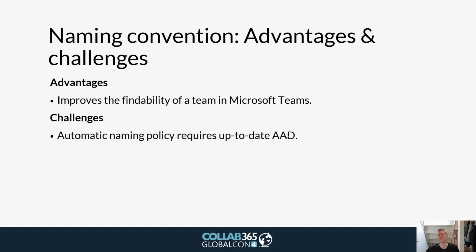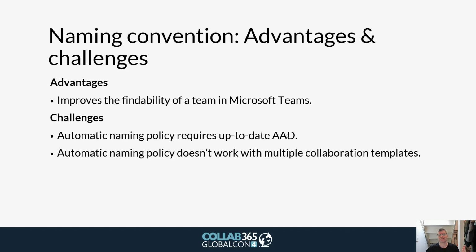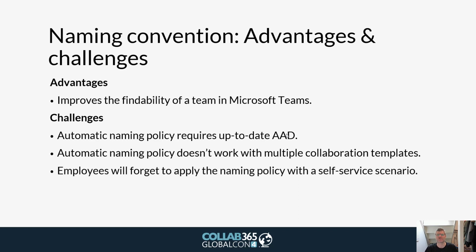Challenges, especially if you want to use an AD policy, your AD needs to be up to date, and that's not always the case. What I said, you have to use a word and a prefix or a suffix. But if, let's say, you want to use 4 templates, collaboration templates, you can't really find one word that describes what one is, right? So that just doesn't work. If you go for the self-service scenario, people just forget, not to annoy you, but in the heat of the moment, you're creating a team, you don't always remember, right?